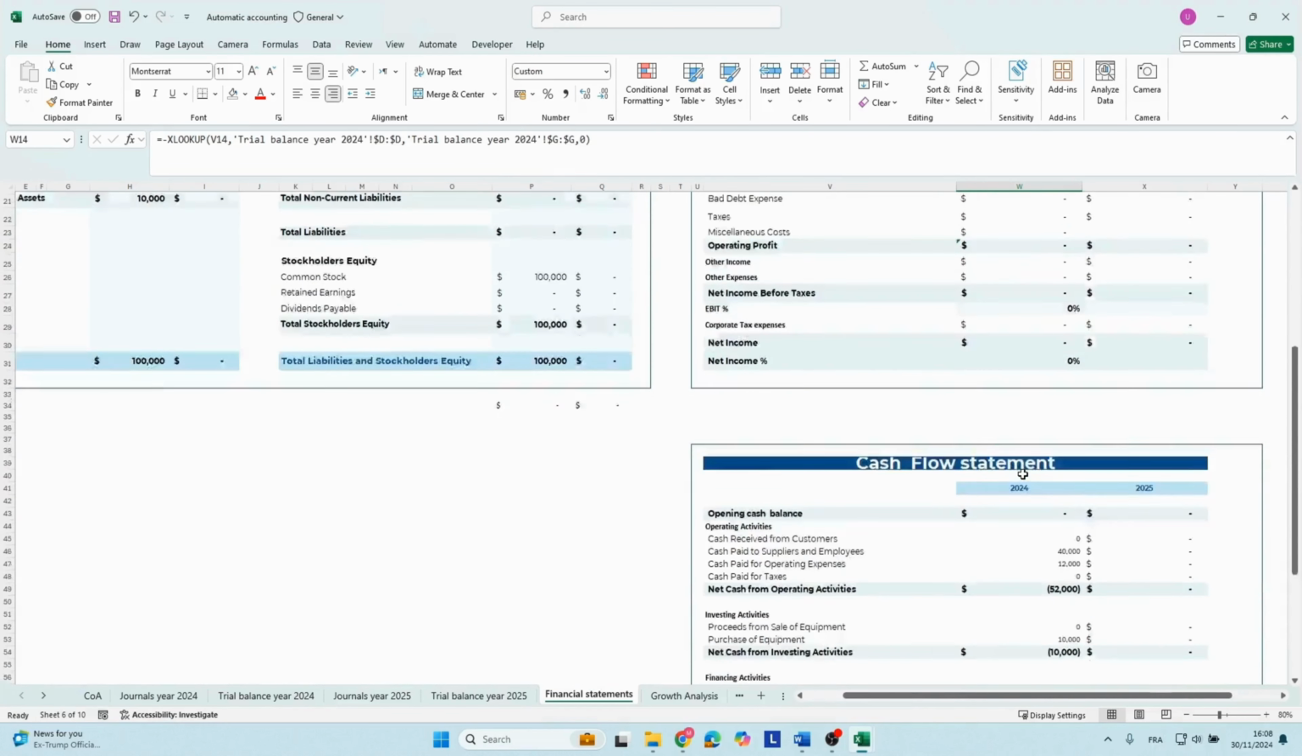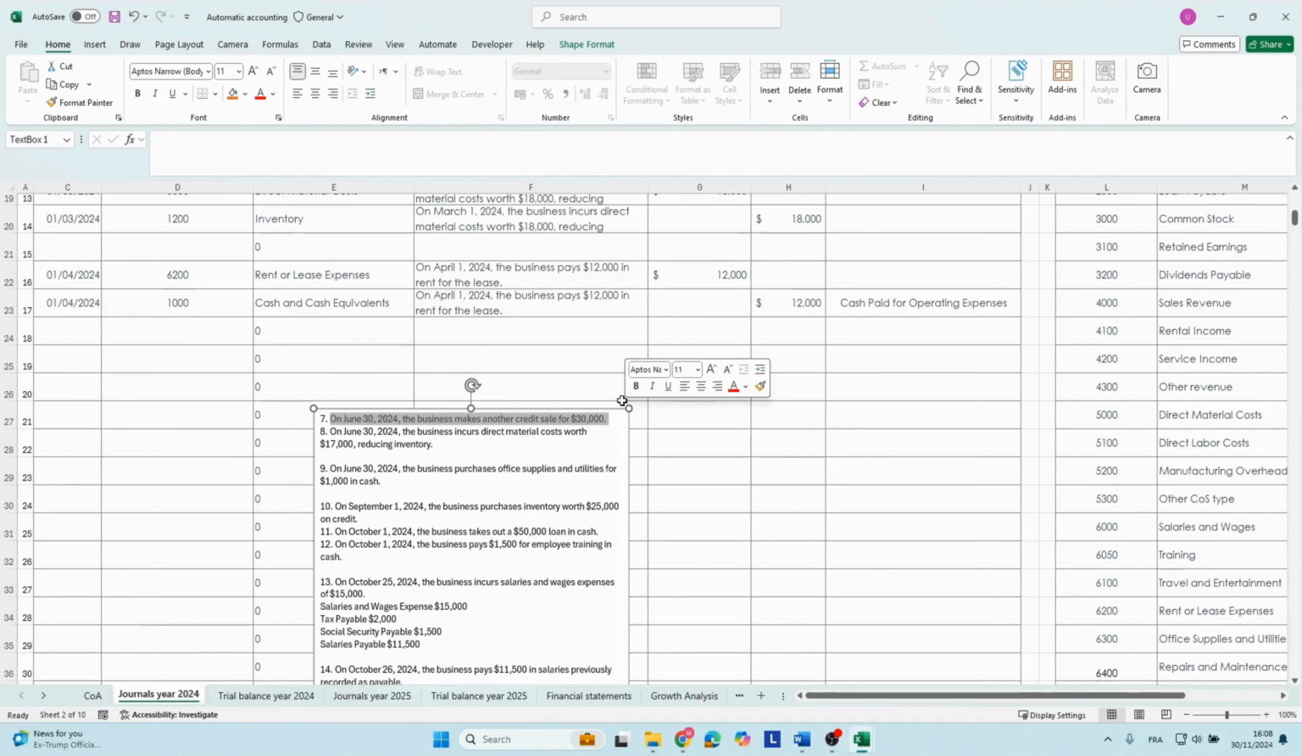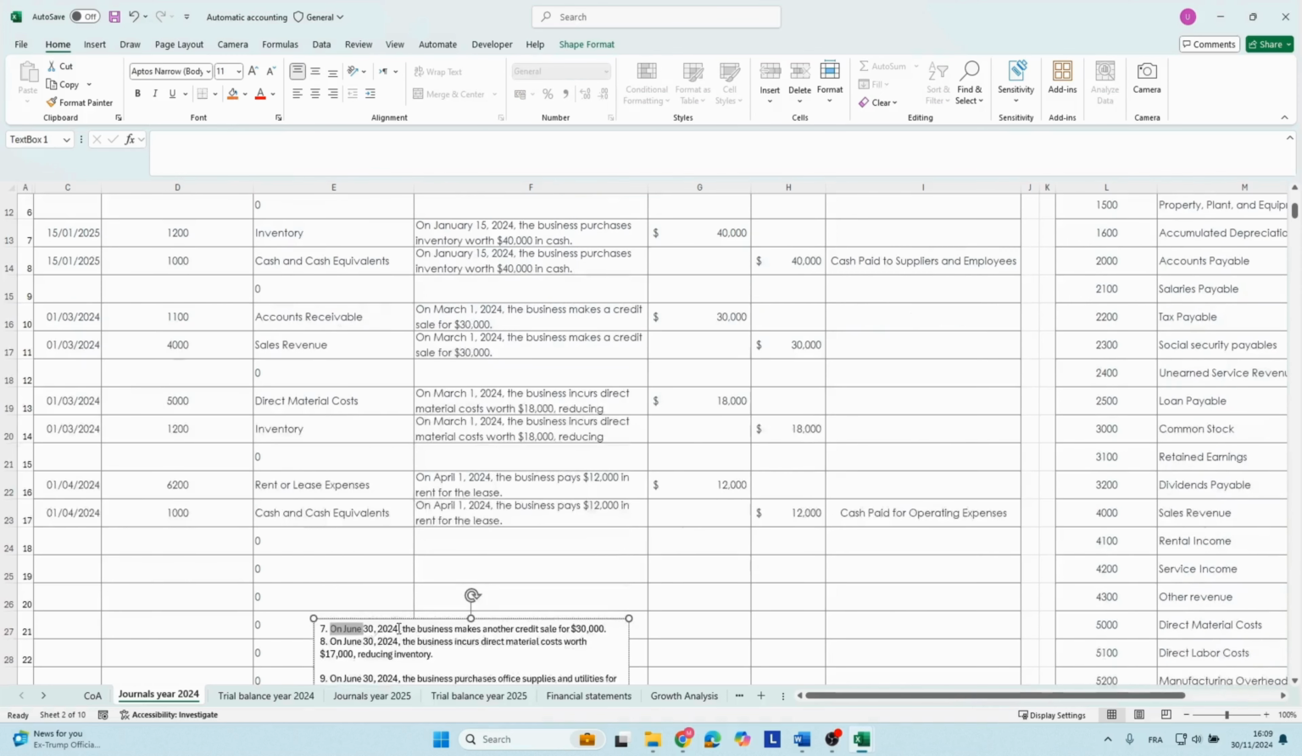And for the cash, you see there is also movement. That's cash paid for operation expenses. It becomes 12,000. So on 30 June 2024, the business makes another credit sale for 30,000, and the business incurred direct cost 70,000. So on 30 June 2024, we use this on credit.